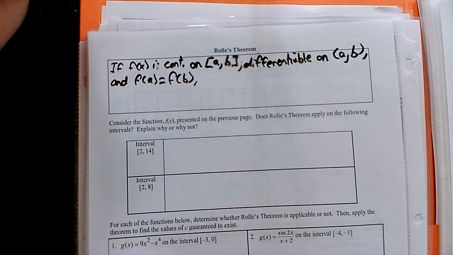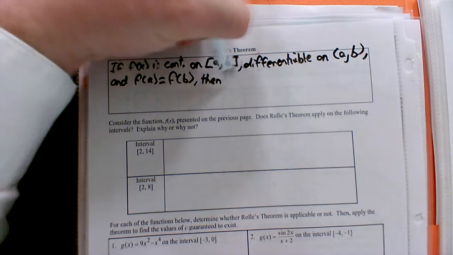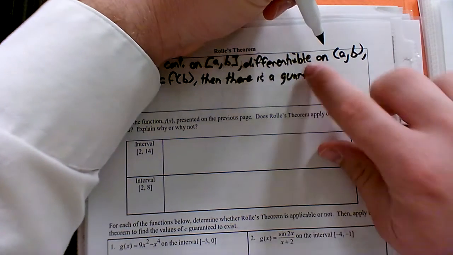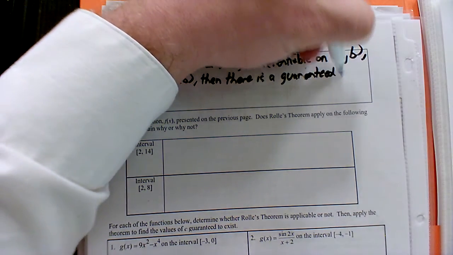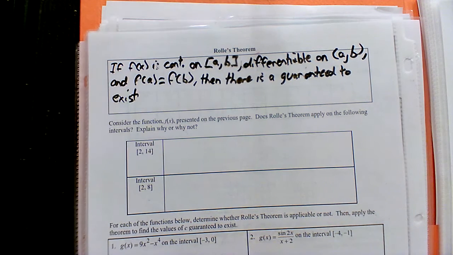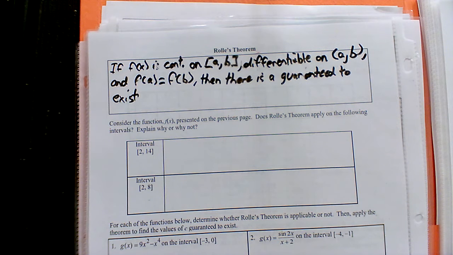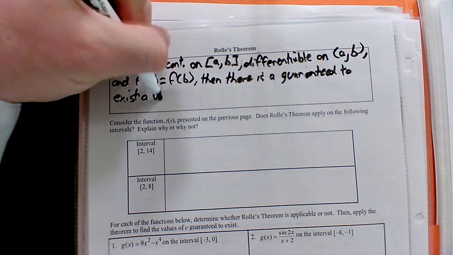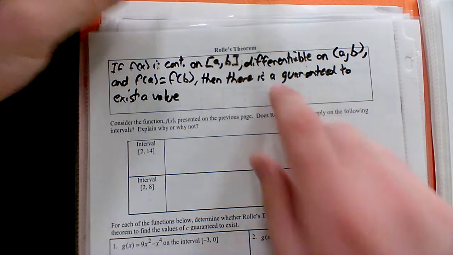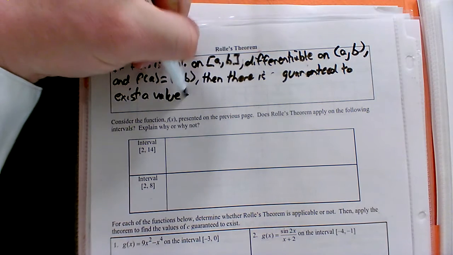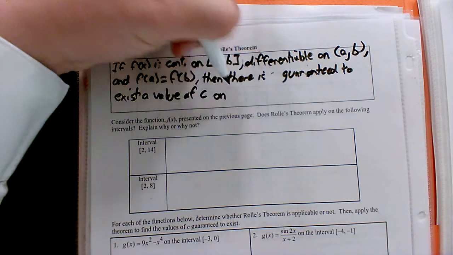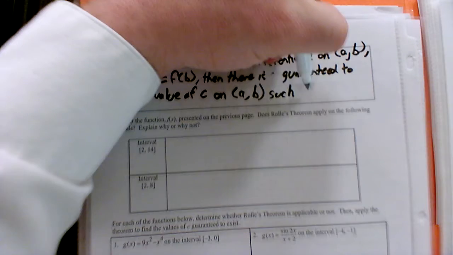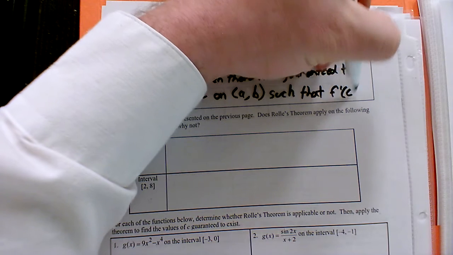then there is guaranteed to exist a value of c on that interval (a, b) such that f prime of c equals 0.